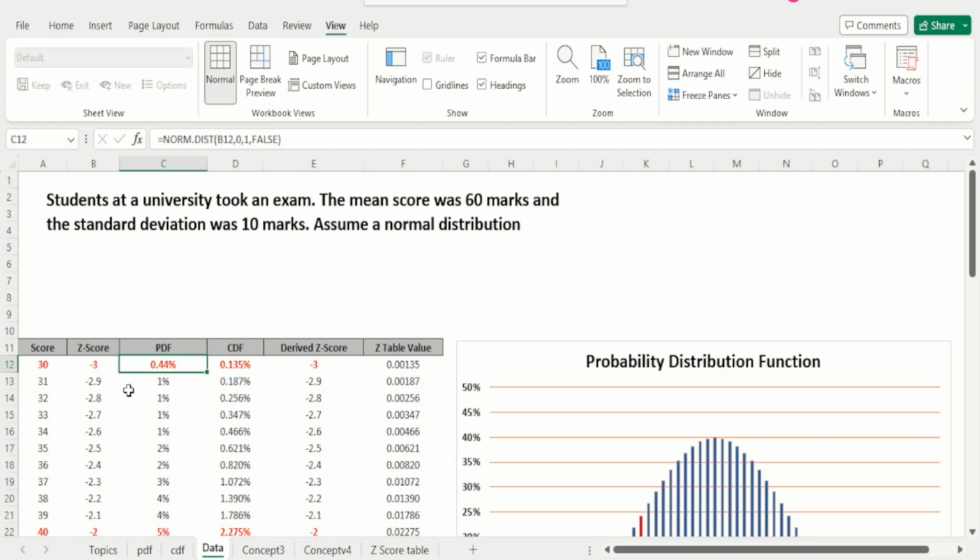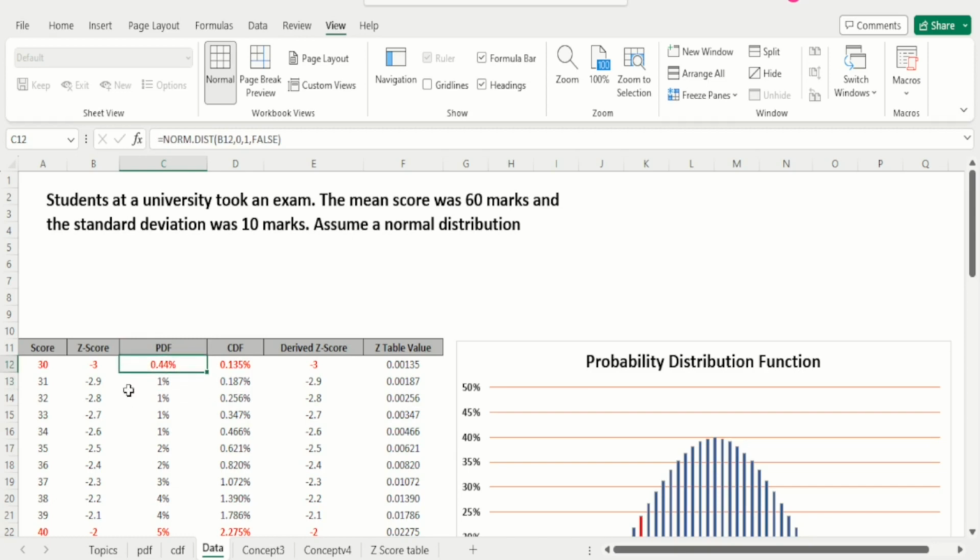We have covered this before. Again, I'll leave a link to a prior video where we have dealt with this. Comma false. That false is a reference to the fact that we want to calculate the PDF. Remember that the default functionality of the Norm.dist is to generate a cumulative distribution function. In that case, you use the fourth parameter as true. On the other hand, if you want to generate the probability density or the probability distribution function, please use the fourth parameter as false.